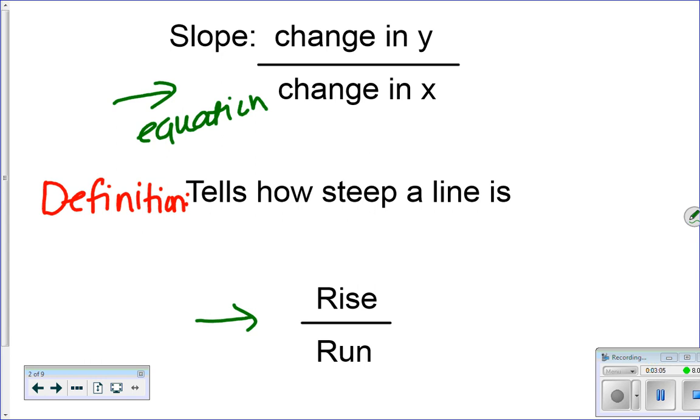Anybody still need this slide yet? Good to go? So I have change in y over change in x, so this is the equation to find it. But this right here, rise over run, is going to help you remember how to find it. We're not going to be able to remember that, most likely, but you will use this to remember.